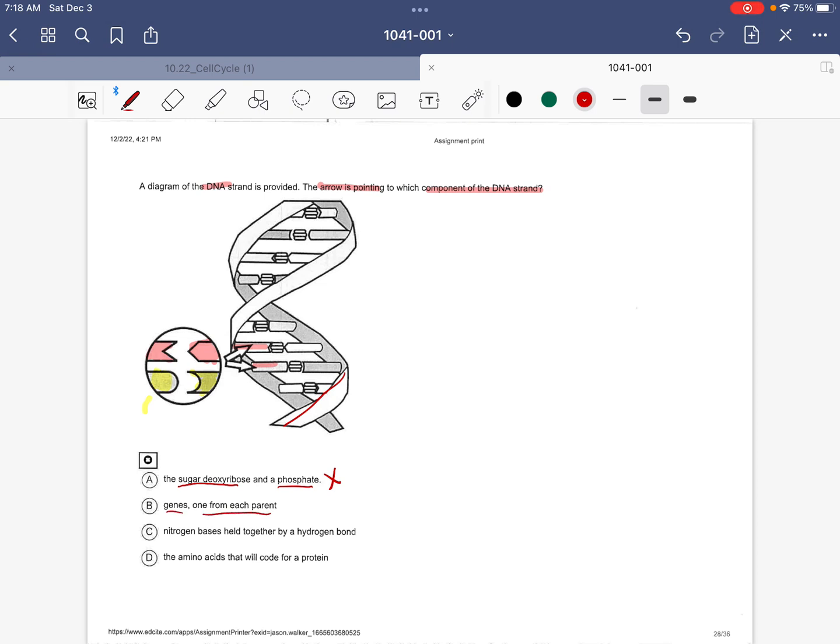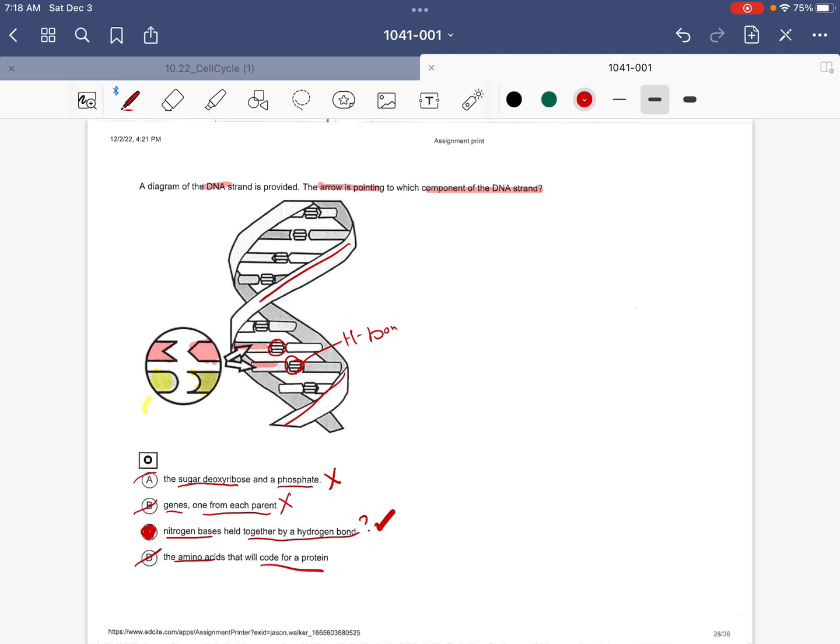Genes, one from each parent. That is not a gene. The DNA is not showing us anything from mom or dad. Nitrogen bases held together by a hydrogen bond. Absolutely. So we see the bases here in the middle. That is the actual hydrogen bond. So that is a possible answer. The amino acids that will code for a protein. So again, it is not an amino acid that we see there, but we definitely see our bases.